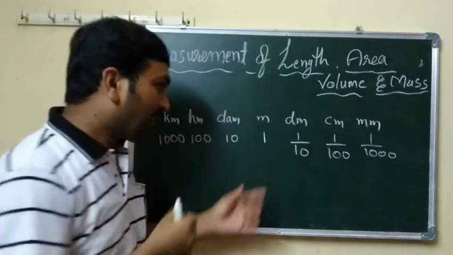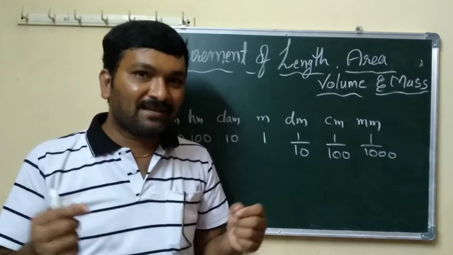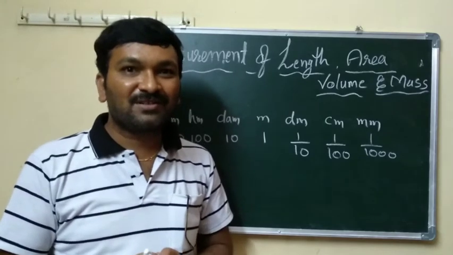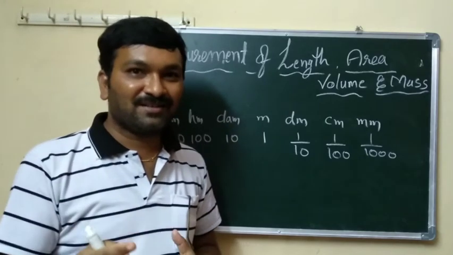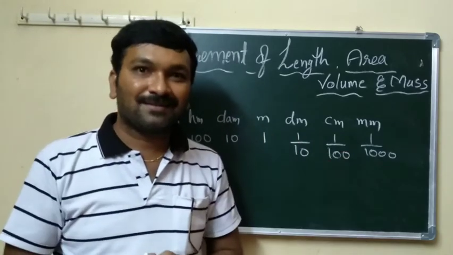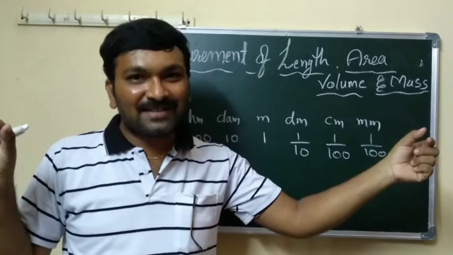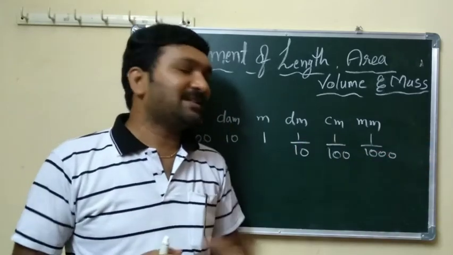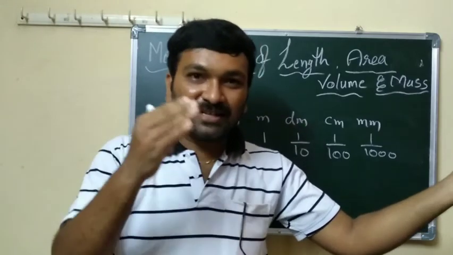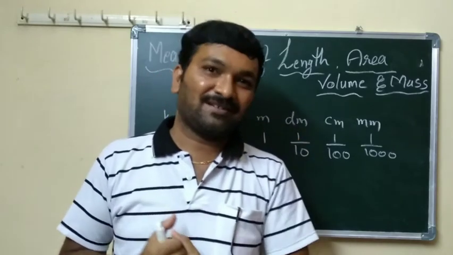To get this idea, let me take a simple example. Suppose on a scale 1 centimeter is there. How many centimeters make a meter? 100 centimeters make a meter. Everybody knows, right? 1 meter divided by 100 gives 1 centimeter. The same thing for millimeter: if you divide 1 meter into 1000 equal parts, we get 1 millimeter.